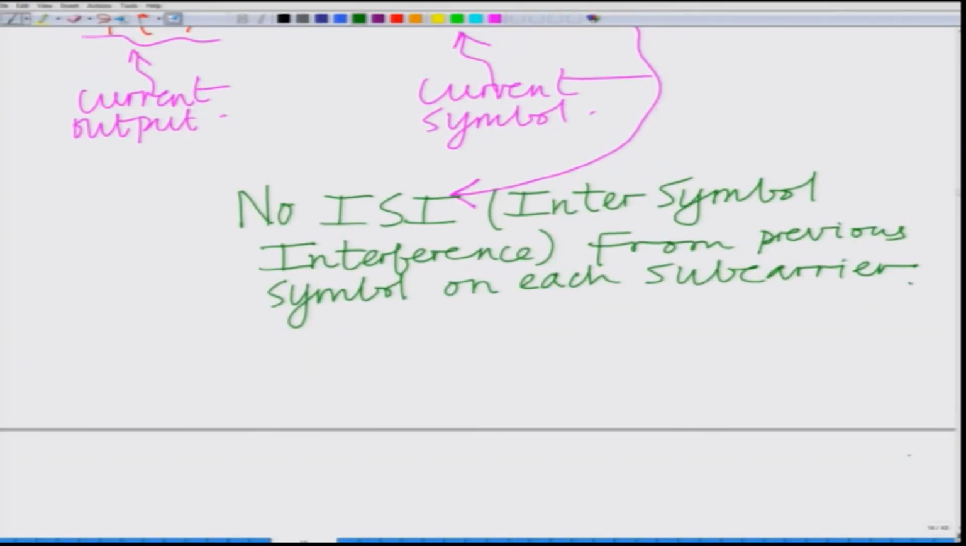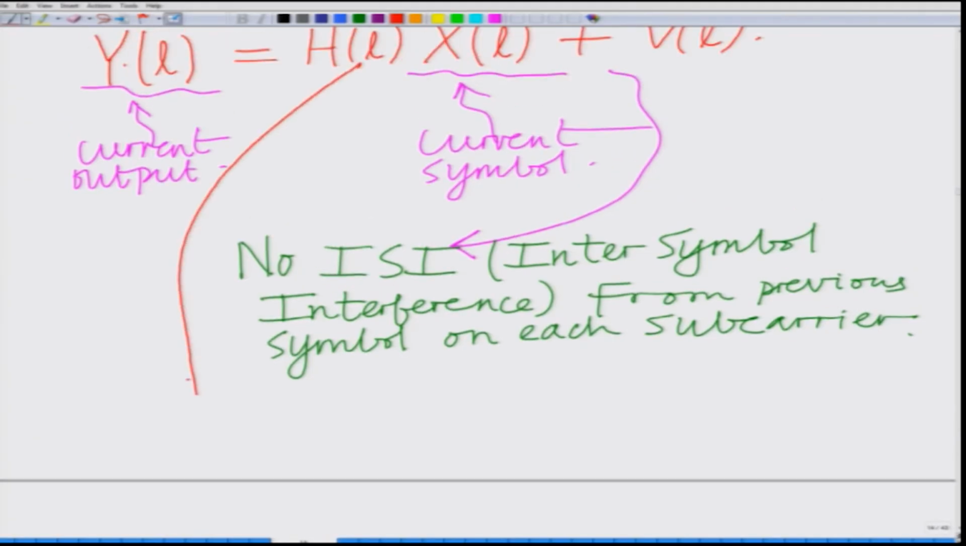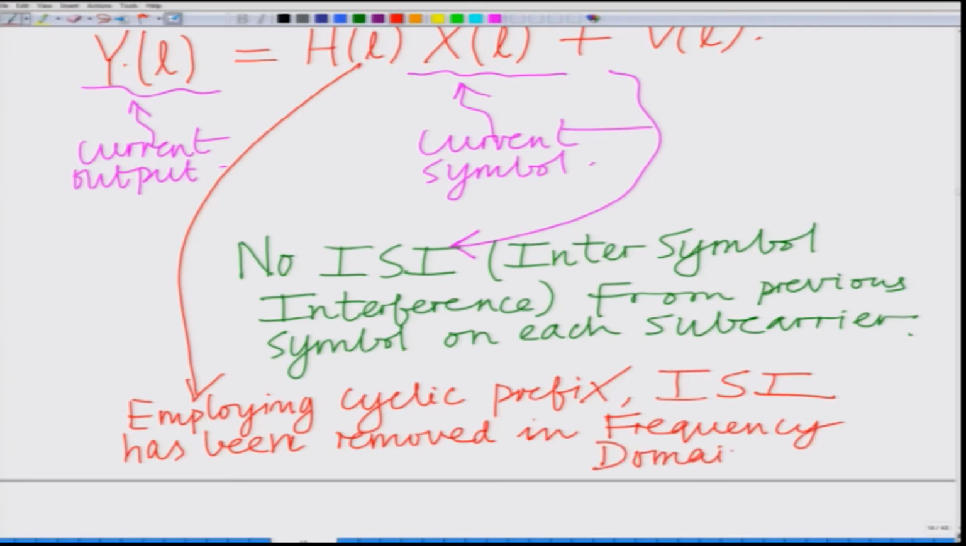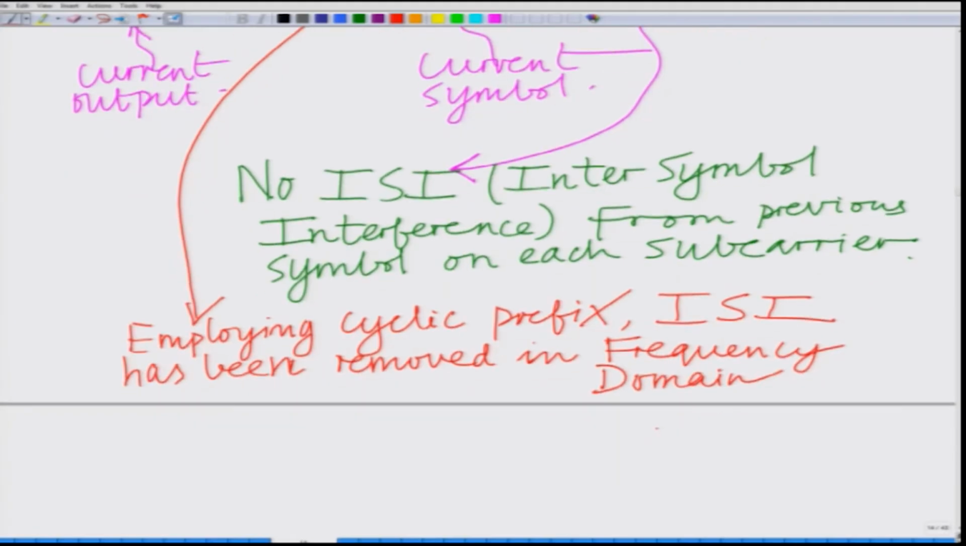So, basically to summarize, by employing the cyclic prefix, ISI has been removed in the frequency domain. Further, OFDM is very efficient.